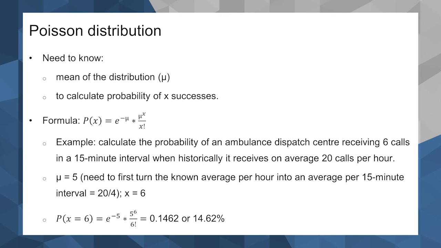So in this example, the first thing is to calculate the mean number of calls received every 15-minute interval, which in this case is 5. So take the 20 calls an hour, divide by 4, and you're calculating the probability of success of 6 calls in that 15-minute interval. So probability of x equal to 6 is going to be e to the power of minus 5 multiplied by 5 to the power of 6 over 6 factorial. And so if you calculate that, it will give you 14.62%. Okay.